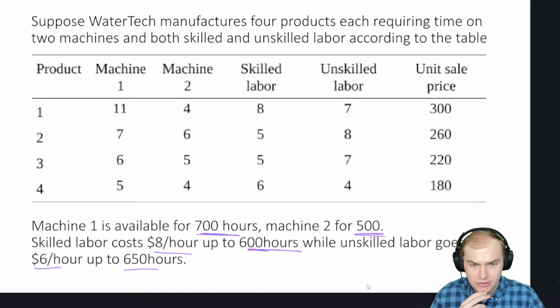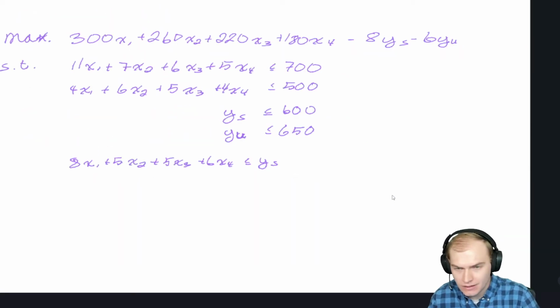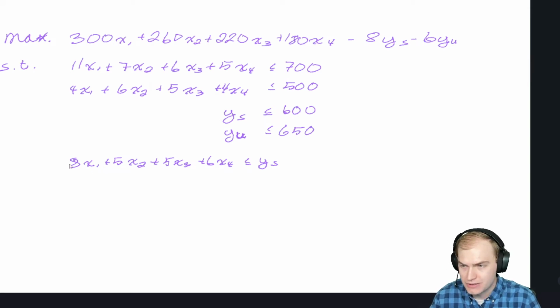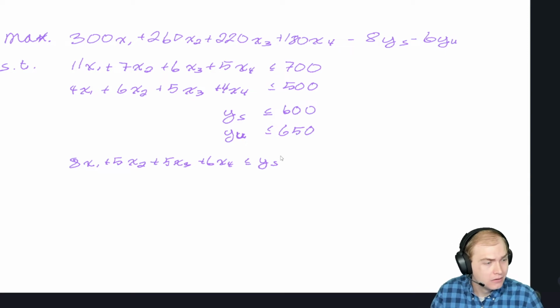Yep, I distributed the negative sign because there were parentheses here. I distributed that inside. Anyway, so those coefficients line up to this constraint, right? It took 8 skilled hours for each product 1, 5 skilled hours for each product 2, etc. That all has to add up to be less than however much we hire of the skilled labor. Exactly the same idea for the unskilled labor.